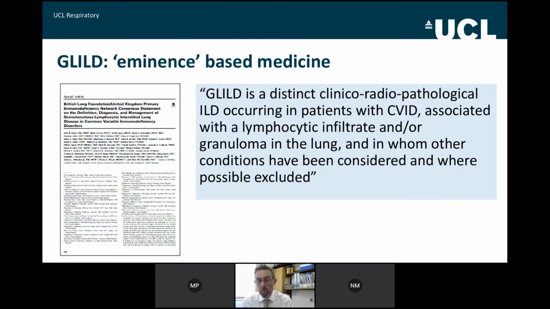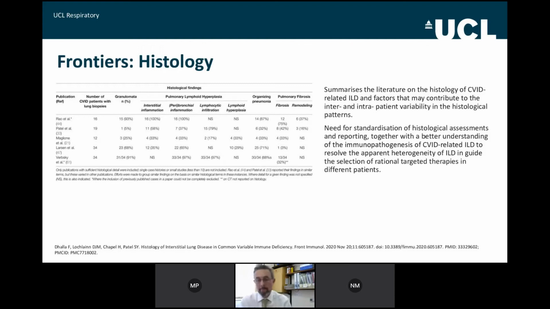This is really largely an evidence-free zone, and that's concerning because these are some of the most difficult decisions that we have to make. And so there's been some concerted efforts initially in the UK and more recently around Europe to better understand GLILD, and that started with a definition. A definition presented on the screen there as a lung manifestation of this multi-system component.